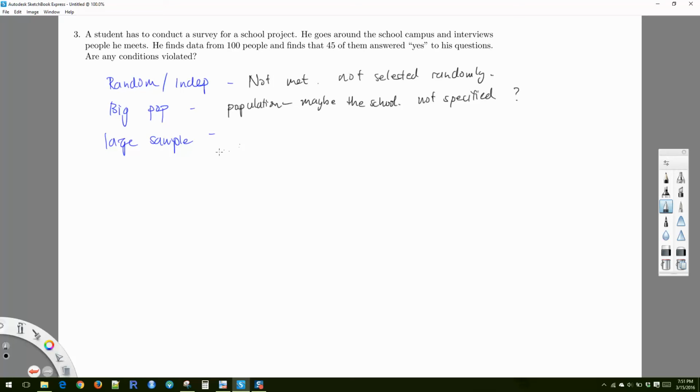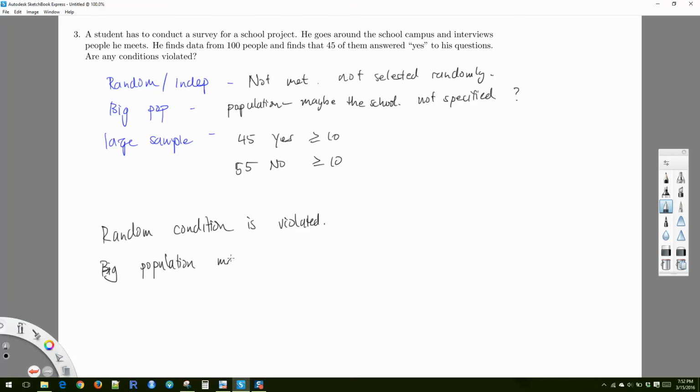Okay, large sample, 45 yeses, 55 nos. So these are both bigger than 10. So if it were a random sample, it would be large enough. But definitely the random condition is violated. And then big population, we don't know. It may or may not be violated.